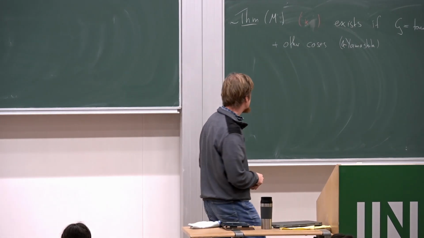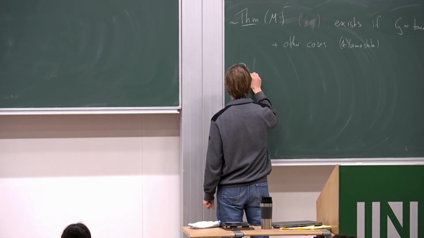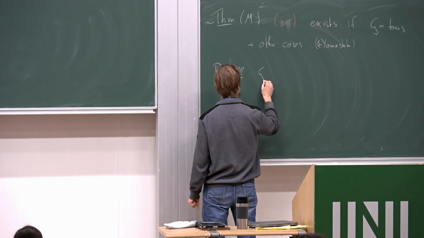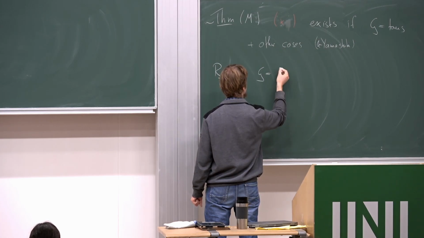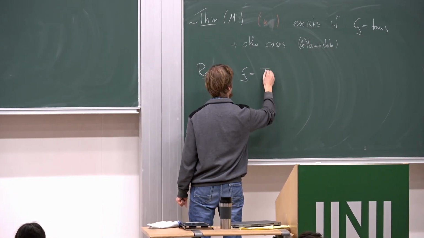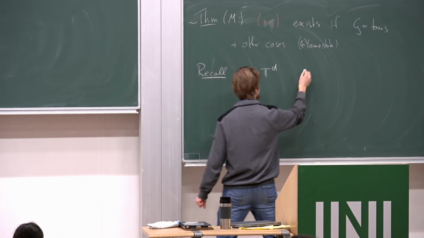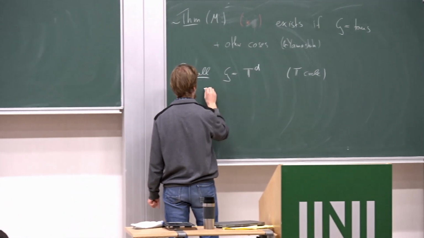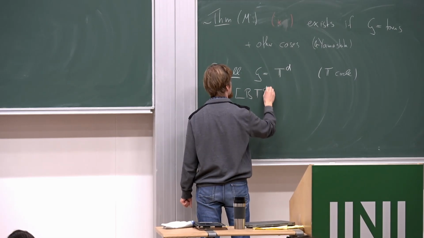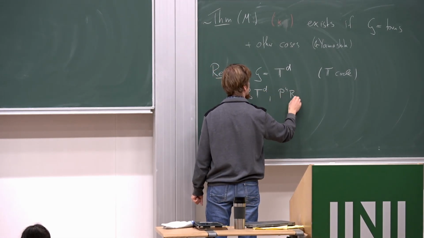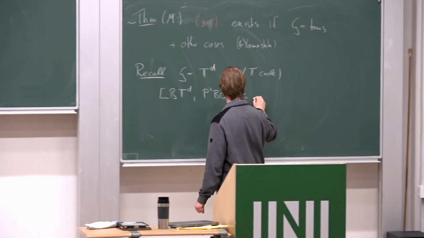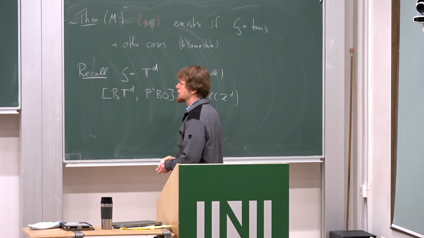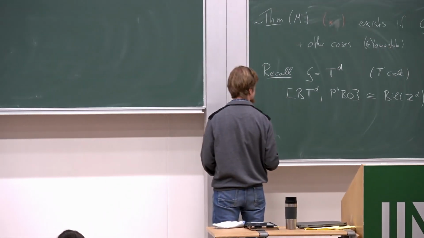Okay, now recall that in the case, so let's let G now be a torus. It's my favorite notation for a torus. So let's say T is the circle. Then I mentioned last time that this thing here is isomorphic.